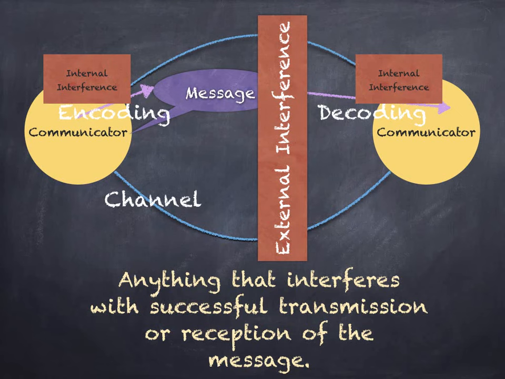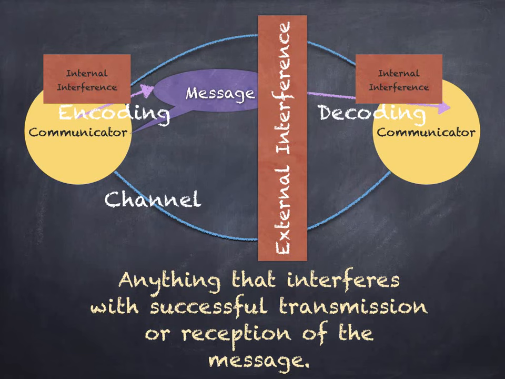That's where there are things going on in the world around us that prevent the message from getting through to us. Either it's too loud so we can't hear what the person's saying, or it's too dark so we can't see the other person. It's too cold so we're too busy shivering to understand what the other person's saying. That's all external interference.